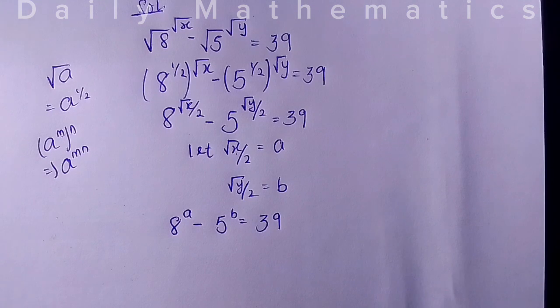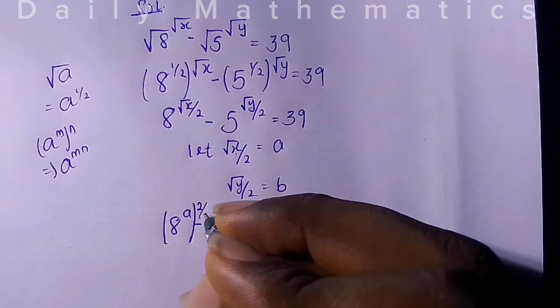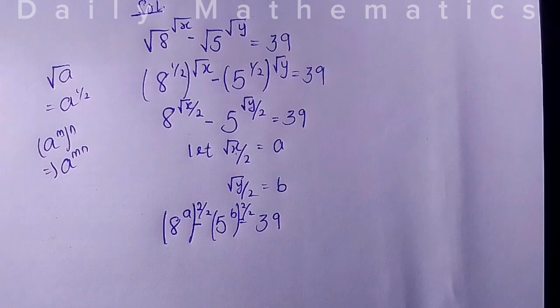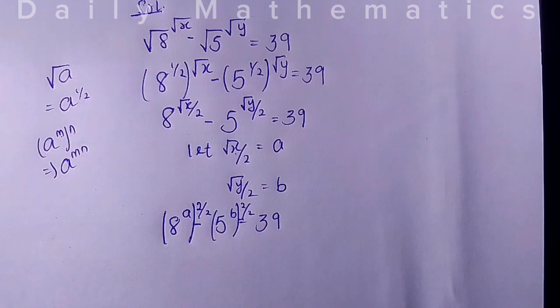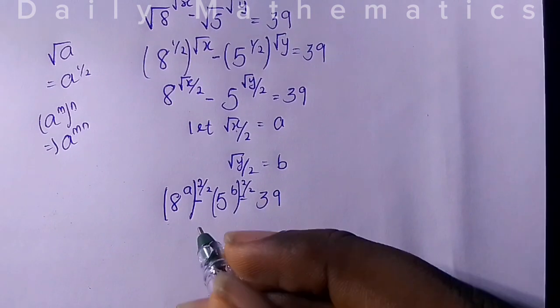From here, we can multiply the powers by 2 over 2. When we multiply the powers by 2 over 2, or any number of your choice, whether 3 over 3 or whatever, it's still 1. 2 over 2 is 1, 3 over 3 is 1, and 1 times that same number is that same number. So we can just do that. It's possible.